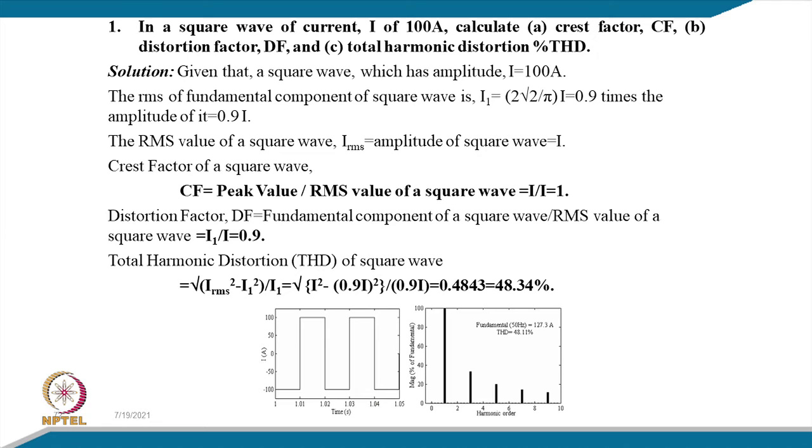So, the square wave has a total harmonic distortion of 48.34%, and this becomes very important because you will be dealing with such quantities or such kinds of waveforms very frequently in the entire course. These are the things you have to keep in mind all the time.